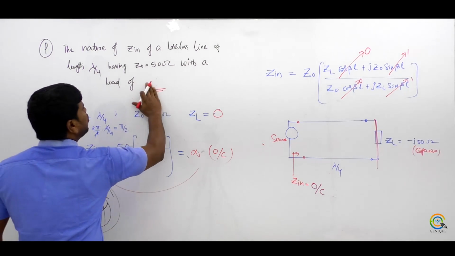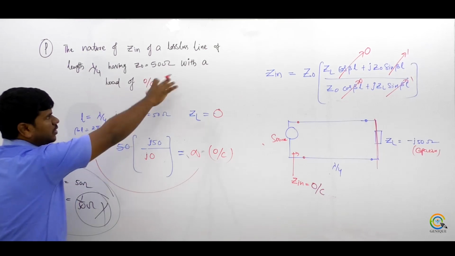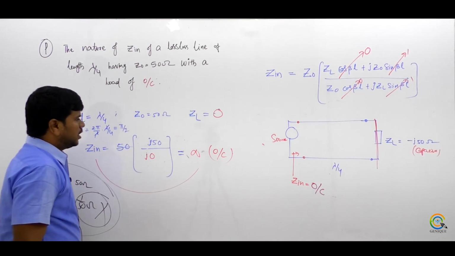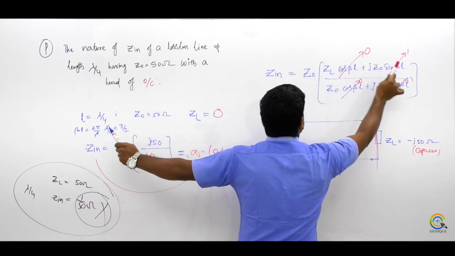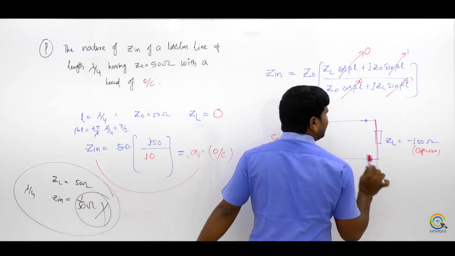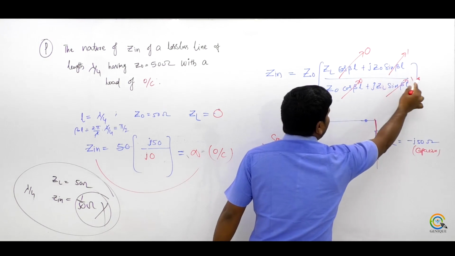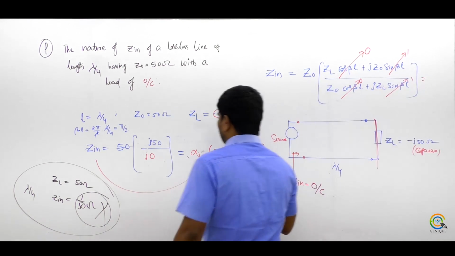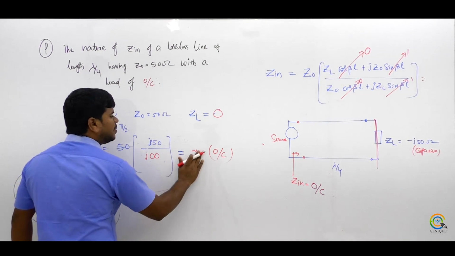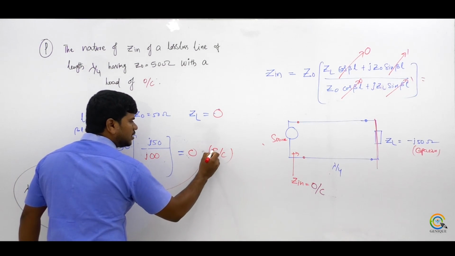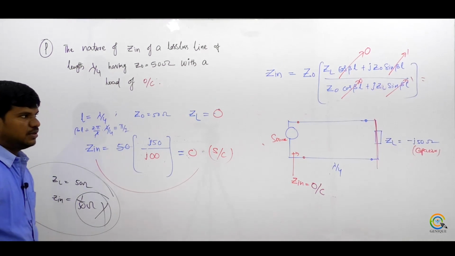Suppose we take an open circuit load. Then what happens? For the lambda by 4 line, this is 0, this is 1, this is 0, this is 1. But here it is infinity. If it is infinity, it will become 0. It is called the short circuit. The input impedance will be short circuited.